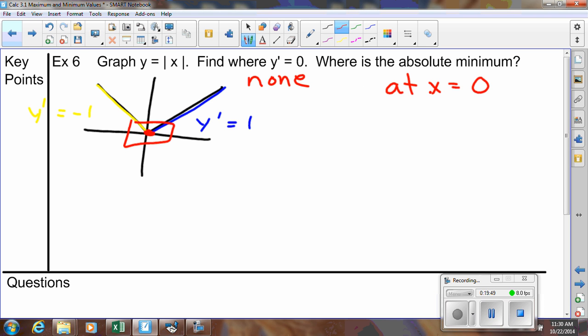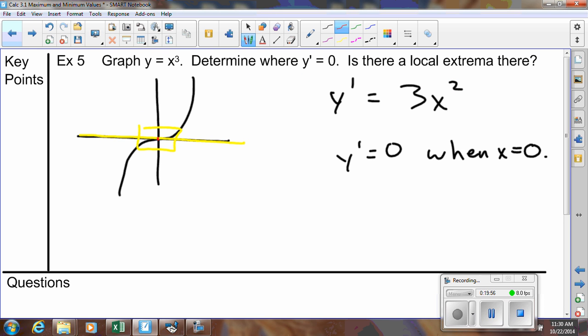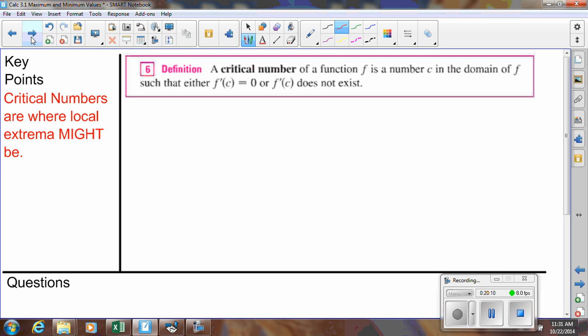X equals 0 was a critical number because the derivative did not exist there. Same thing here. We had a horizontal tangent line, so the derivative was equal to 0. Those values are called critical numbers. We put the name critical on it because they're really, really important. The critical numbers are where your local maximum, your local minimum might be. Again, it's not a guarantee, but they might be there.